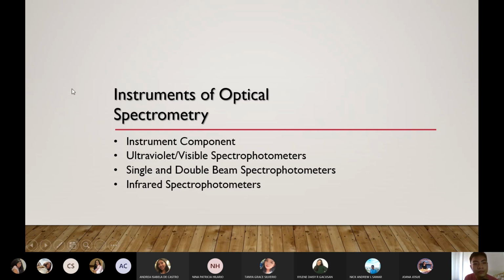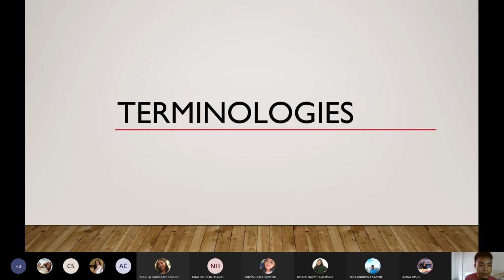So, let's talk about the instruments used in spectroscopy, no? So ito yung magiging flow ng ating discussion today. We will look first into the instrument components, ano yung mga parts niya, what is UV-Vis spectrophotometer, ano yung single double beam spectrophotometer, and what are infrared spectrophotometers. Okay? So, yan lang di-discuss natin for today talaga, no? Puro terms lang. So, it will be better if you open your PowerPoint with you, no? Wag na kayo mag-notes.